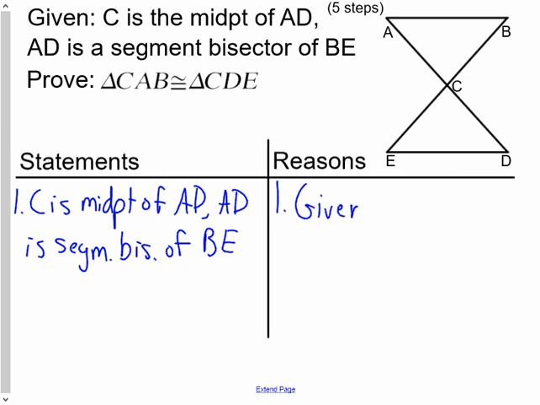So now I'm going to go through these. Like, wait, what does midpoint mean? Midpoint means that AC and CD are congruent. So that's going to be my step 2. I defined what midpoint means, and write that those two pieces are equal. AC congruent to CD.